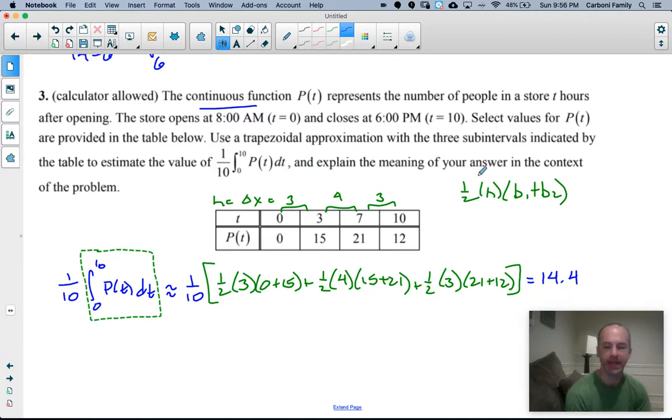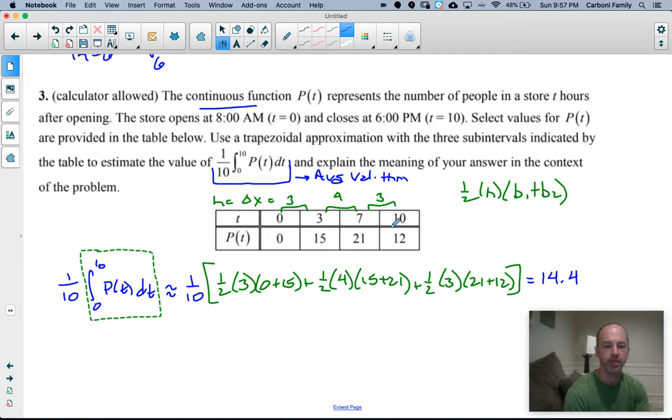But then there's the explanation. What does this mean? You need to recognize that the definite integral with that little fraction in front is a reference to the average value theorem. And what you need to remember is when you're explaining your answer in the context of a problem, you have to be very specific. Restate all numbers, all intervals, include units, be very detailed.